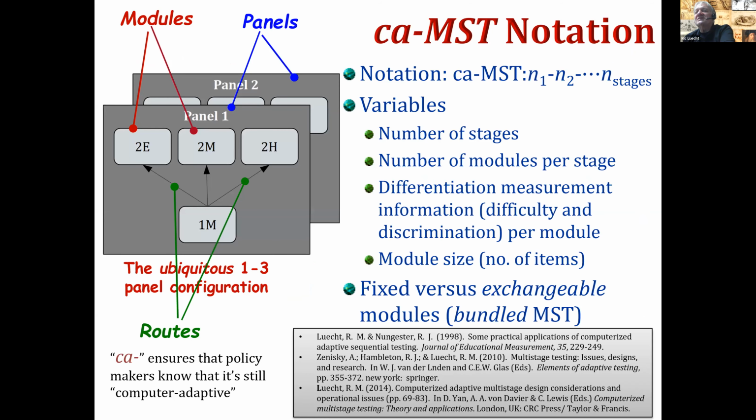A little bit on notation here. I like putting the CA in there for computer adaptive multi-stage testing. It's not to say it's anything different, but many organizations think they need an adaptive test. They literally, and by policy, say, well, we've heard about CAT and we want an adaptive test. So if you put computer adaptive multi-stage in there, they're getting it. It is adaptive.